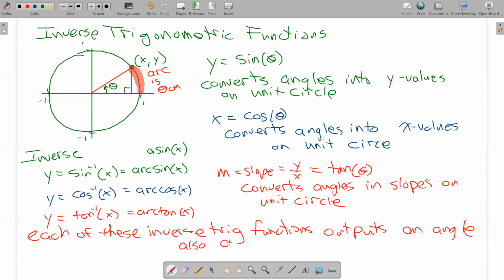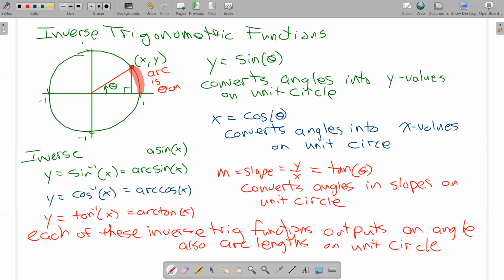So also arc lengths on the unit circle. Hence the name arcsine, arccosine, arctangent, and so on. So the output is an angle or an arc. I tend to think about it as an angle because that's more general. It doesn't matter whether we're talking about a unit circle or a bigger circle or just a triangle.